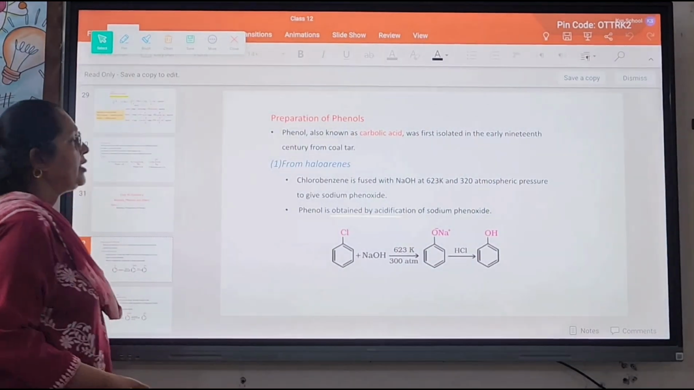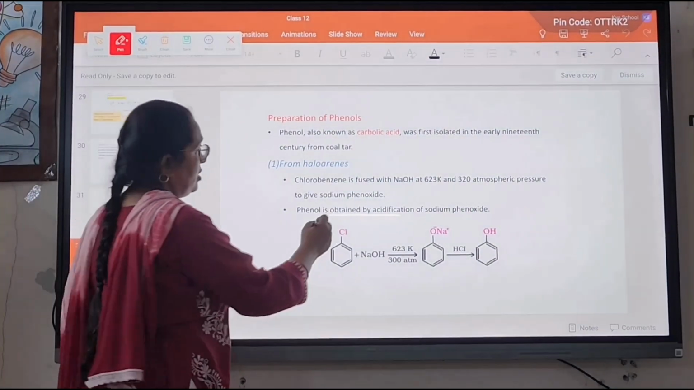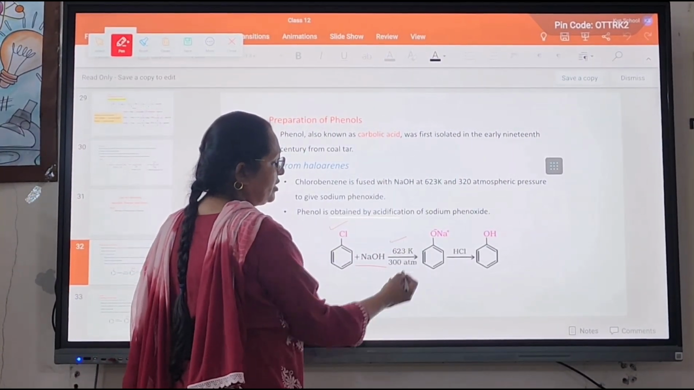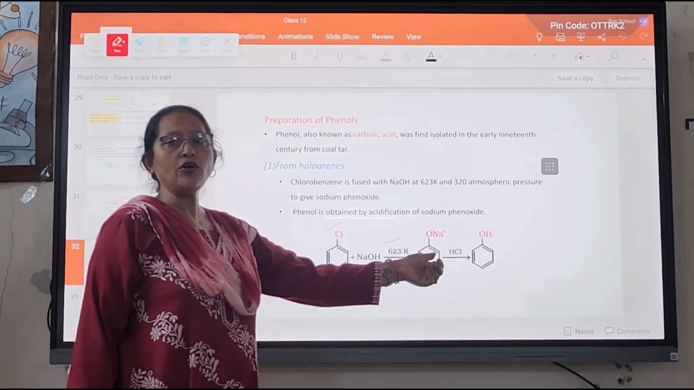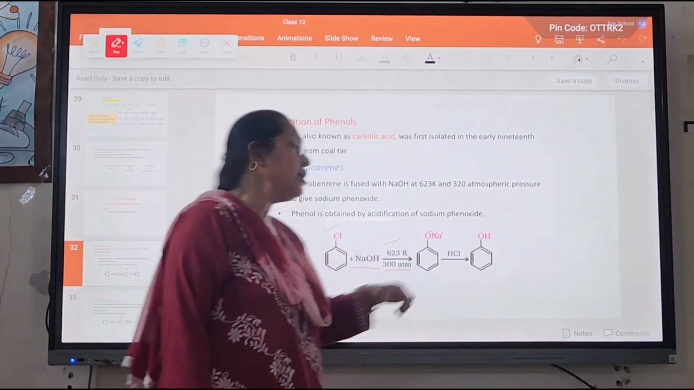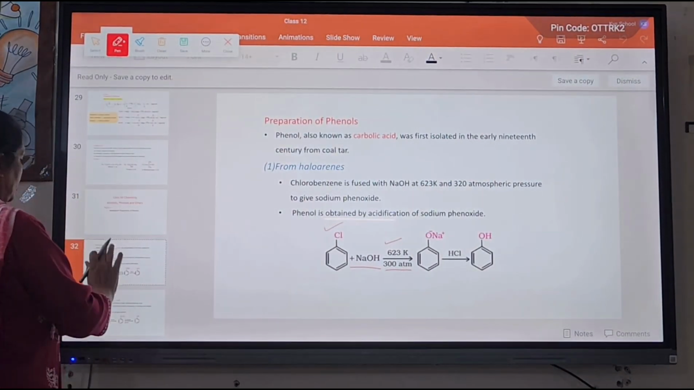So from the haloarene, we will take chlorobenzene. Chlorobenzene reacts with NaOH at a temperature of 623 Kelvin and 300 atmospheric pressure. It gives sodium phenoxide. Sodium phenoxide is acidified and gives phenol. So in the complete reaction, we get phenol from this.